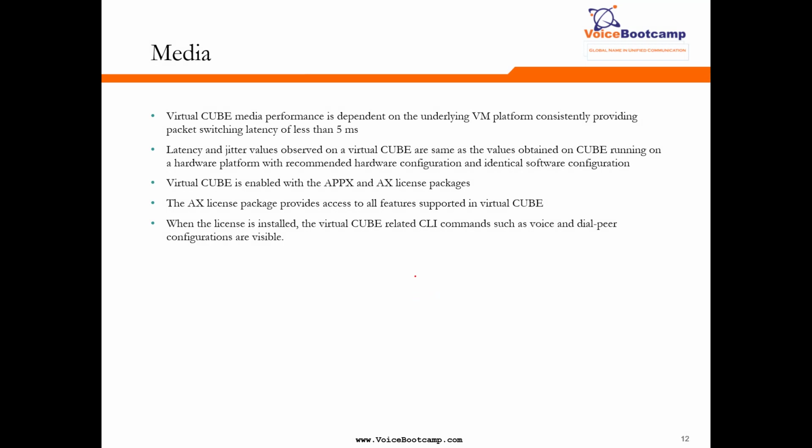Now in media, the virtual CUBE media performance will depend on the underlying VM platform, which should consistently provide packet switching latency of 5 milliseconds or less. The jitter and latency values observed in a virtual CUBE are exactly the same as those on a physical or hardware platform with the recommended hardware configuration. The virtual CUBE is enabled with the APPX license or AX license packages, which we will talk about later in a different chapter. The AX license package will provide access to all the features that are supported within a virtual CUBE. When the license is installed, the virtual CUBE related CLI commands such as voice and dial-peer configurations are now visible.